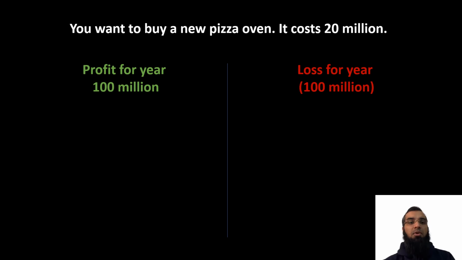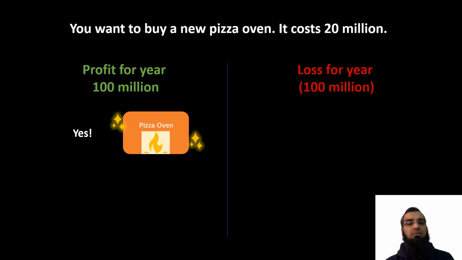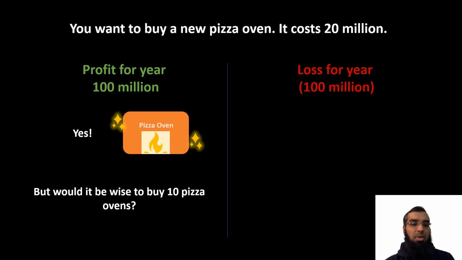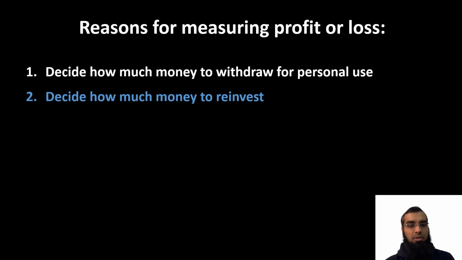Now let us assume that we want to buy a new pizza oven and it costs 20 million. In case we have a profit of 100 million, yes, we can afford a pizza oven. But of course, we won't be able to afford 10 pizza ovens. But then again, we can afford one. However, in case of loss, we cannot afford any new pizza oven. Now, calculating profit or loss has enabled us to understand whether we can afford pizza ovens, and if so, how many we can afford. So, measuring profit or loss helps us decide how much money we can reinvest in the business.